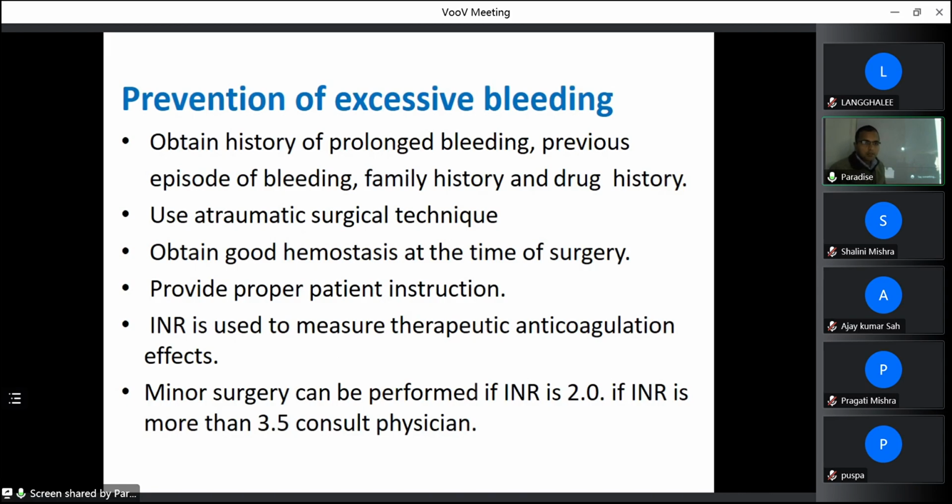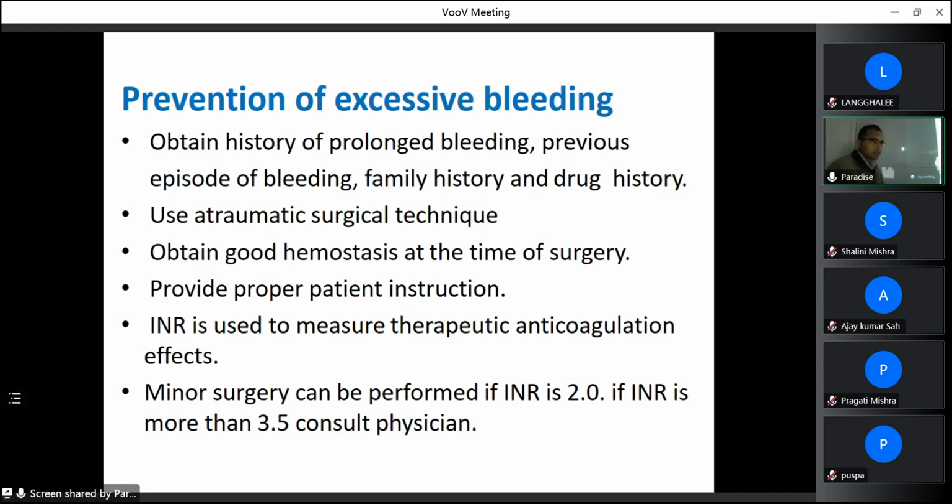Prevention of excessive bleeding can be obtained by taking a history of prolonged bleeding, previous episodes of bleeding, family history and drug history, using an atraumatic surgical technique, obtaining good hemostasis at the time of surgery, and providing proper patient instruction. INR is used to measure the therapeutic anticoagulation effect. Normal INR is 0.7 to 1.2.